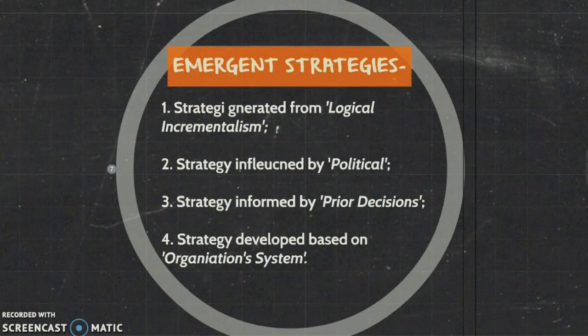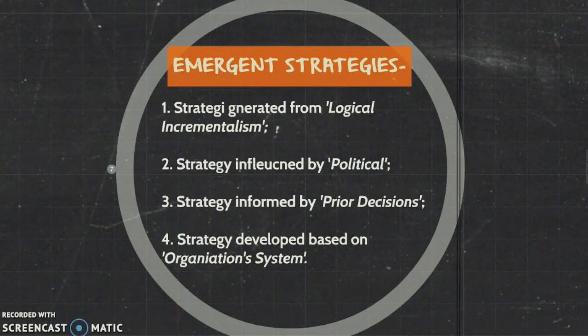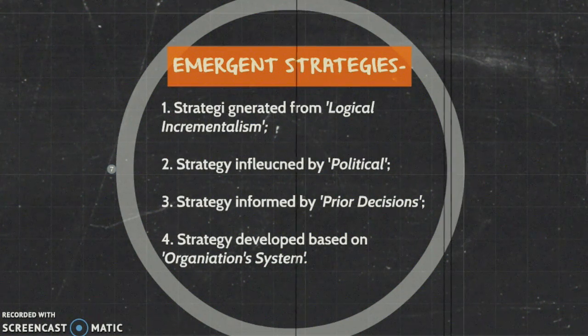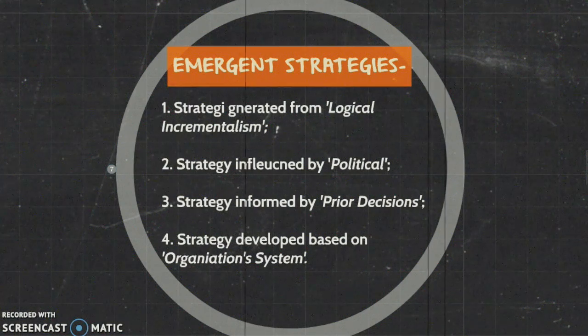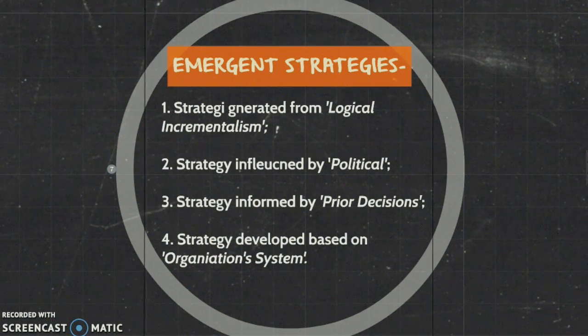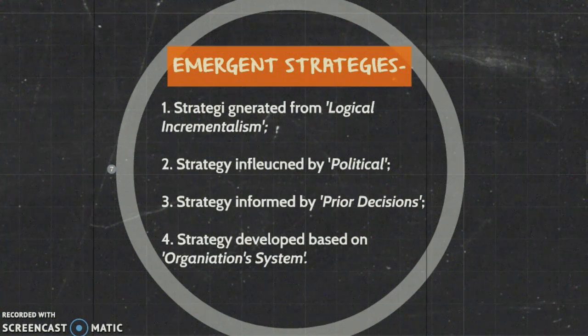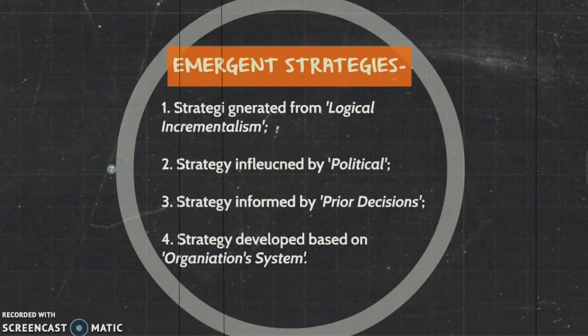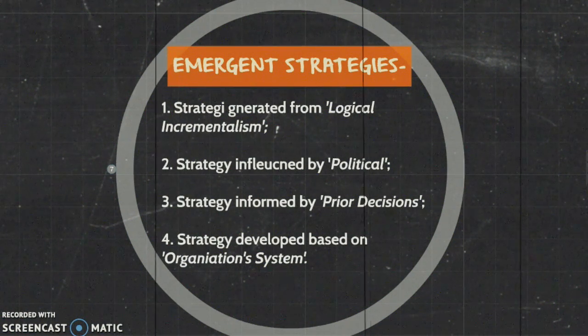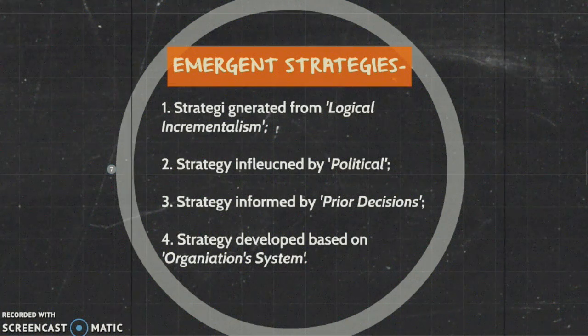And the second one is strategy as the outcome of a political process. Well, you can think of this as a screenplay of office politics between, for instance, an owner and a CEO in one company. The strategy will obviously stick to the person who wins eventually. And the third one is pretty obvious, strategy informed by prior decisions.